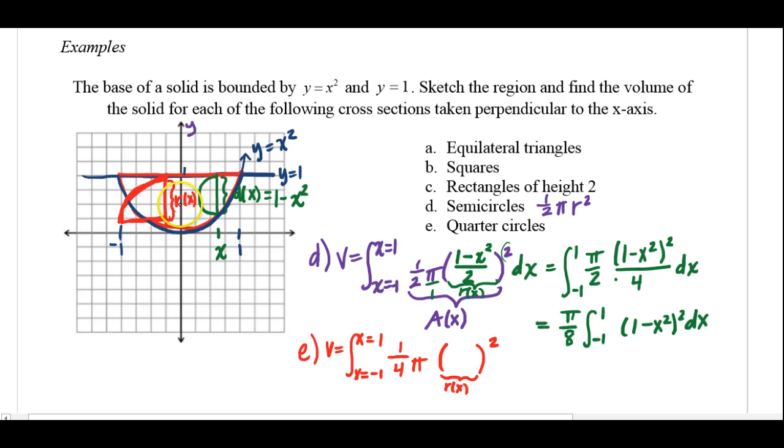So if I'm looking for r of x, top minus bottom is 1 minus x squared. So that's what gets substituted into r, just 1 minus x squared. There's no need to divide it by 2 because top minus bottom was the radius, whereas here top minus bottom is the diameter. So here is the setup that will allow me to find the volume of my solid where the cross sections are quarter circles.